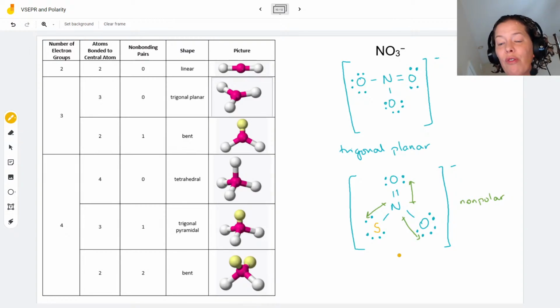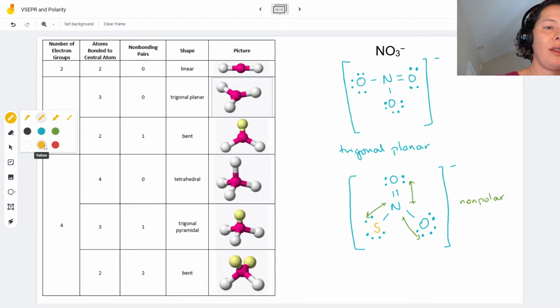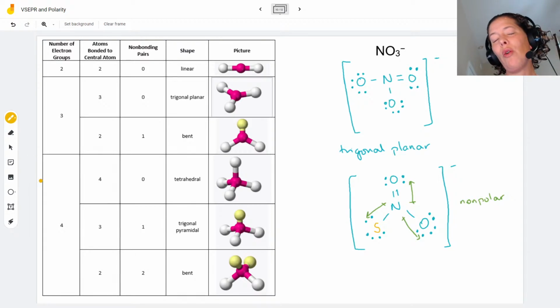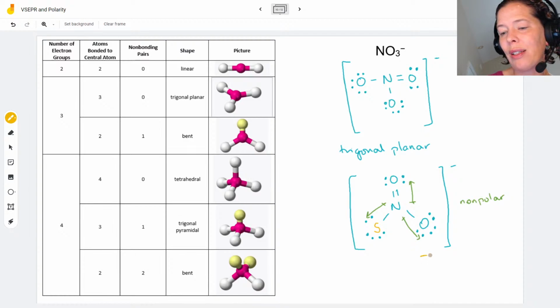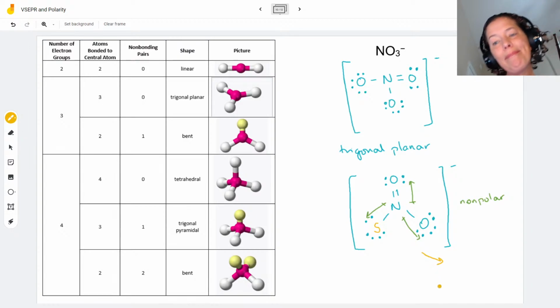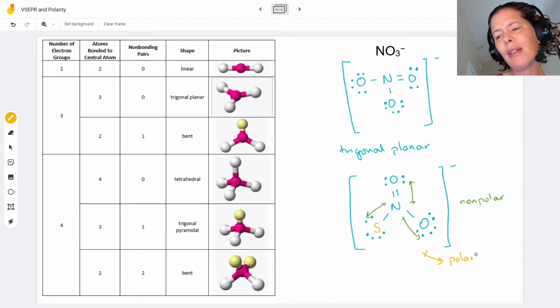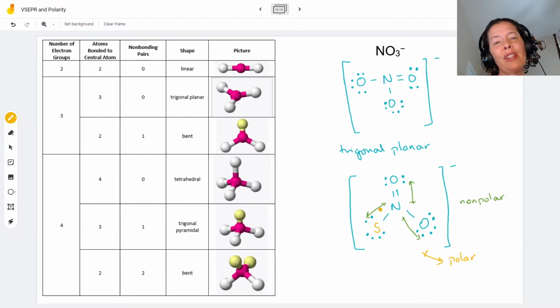Okay, so sulfur is a weaker friend. Maybe I'll keep this in yellow. So instead of being nonpolar, having everything add out, I'd say you're probably going to go a little bit, well, maybe point it down a little bit more. A little bit this way. So you would be polar, but just by a little bit, because that sulfur is still pulling, it just doesn't pull quite as strong as oxygen. All right, so that is nitrate.